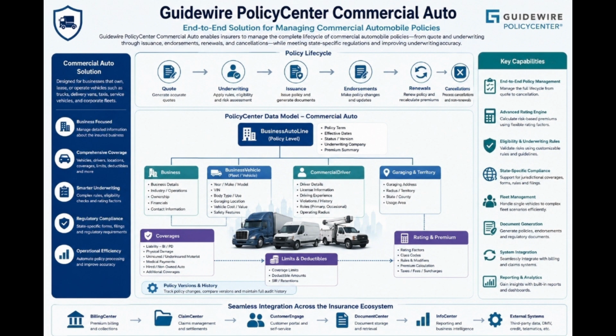It supports complex underwriting rules, eligibility checks, premium calculations, state-specific regulatory requirements, and fleet management scenarios. Insurers use it to automate policy processing, improve underwriting accuracy, generate quotes, maintain policy versions, and integrate with billing and claims systems. Within the PolicyCenter data model, key entities such as business auto line, business vehicle, commercial driver, and jurisdiction-specific coverage components work together to represent the policy structure and calculate risk-based premiums, making commercial auto a comprehensive solution for administering business vehicle insurance products efficiently and consistently.